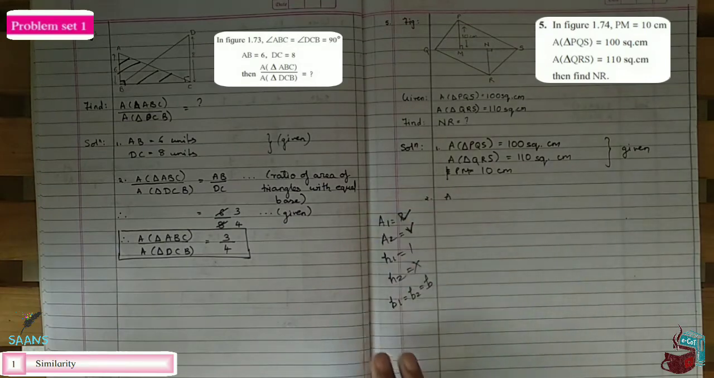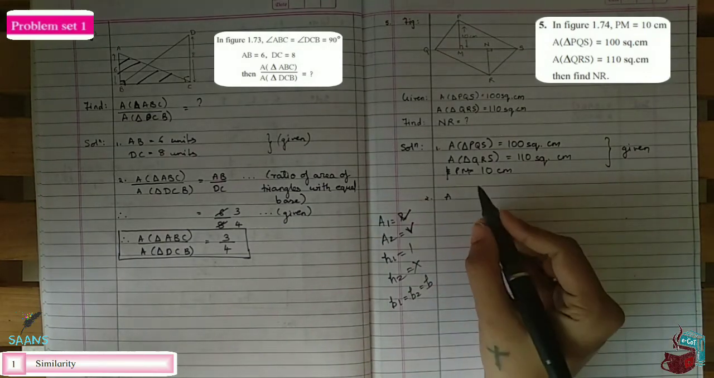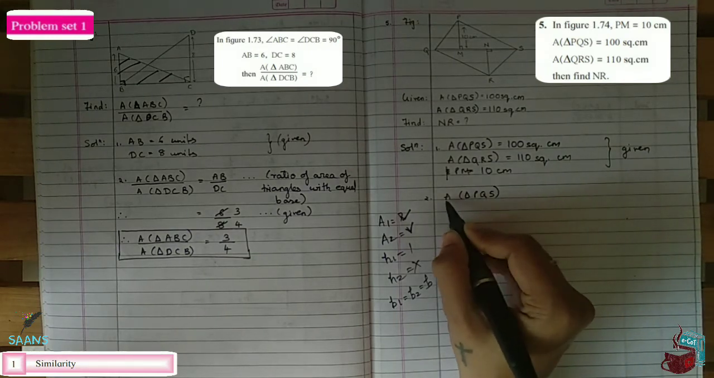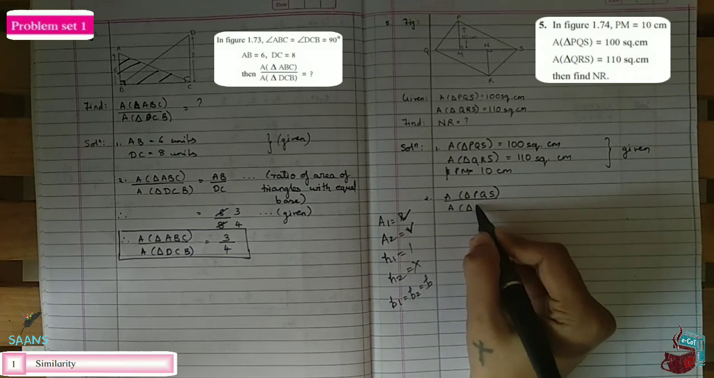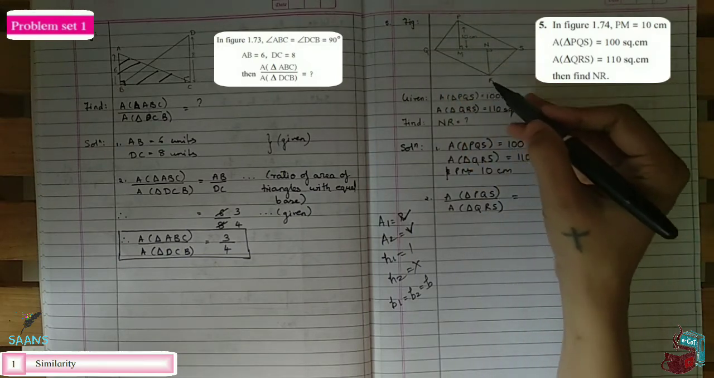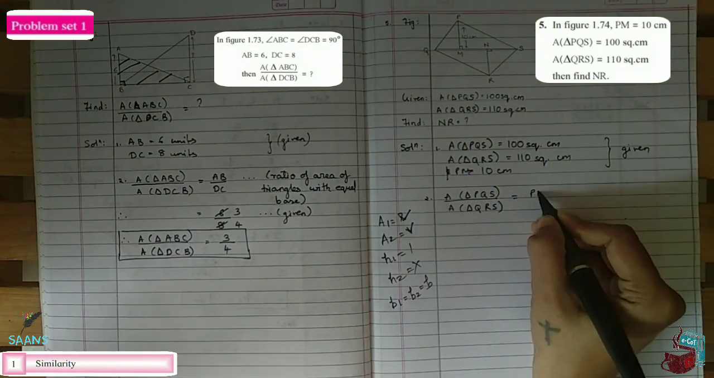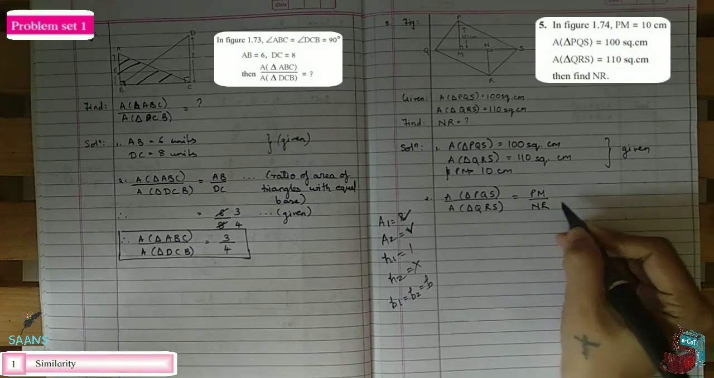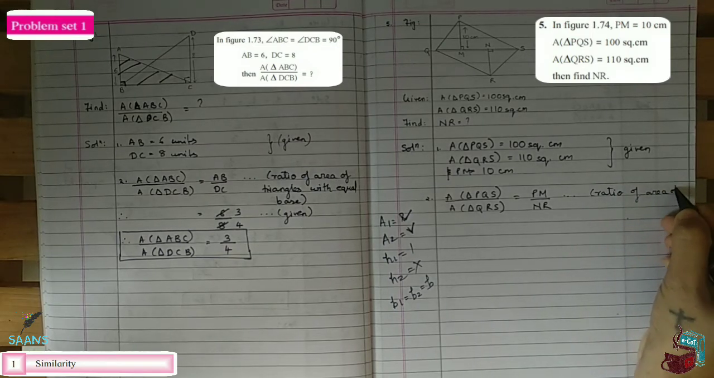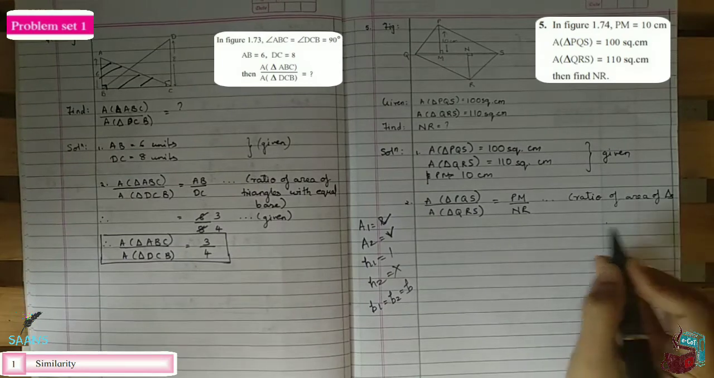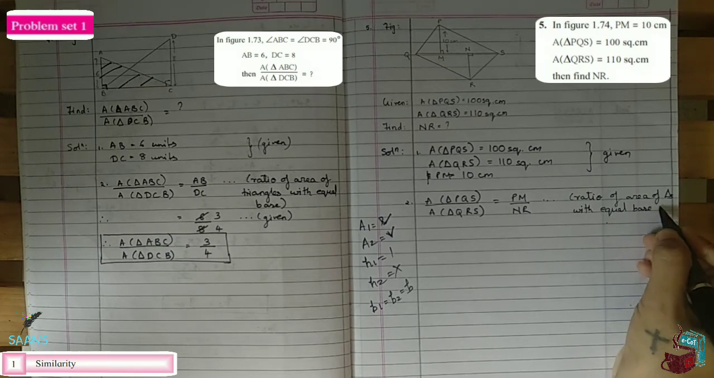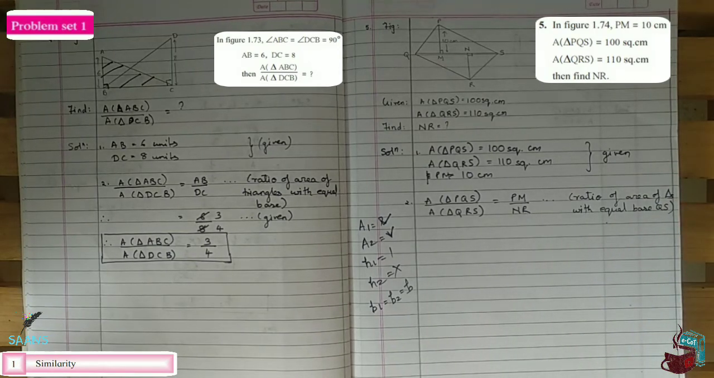Try to picture it this way. That's why I am using this particular formula, or property. Area of triangle PQS upon area of triangle QRS is equal to PM upon NR. Very clearly. Why? Ratio of area of triangles with equal base QS. Equal base QS.